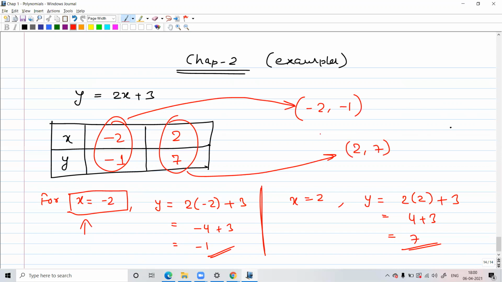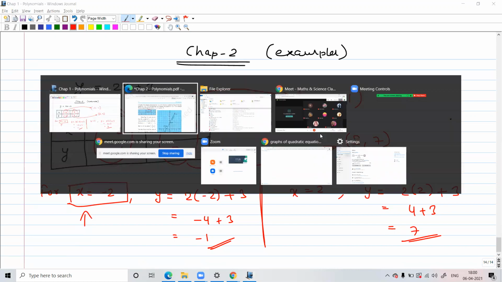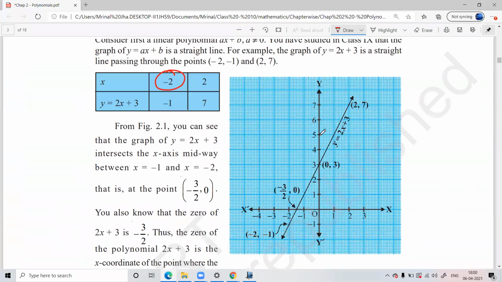Now you have got 2 points. It's very easy to draw a graph. So I'm not going to put all those lines over here. Just look at the graph in this book itself. As you can see, the first point they have taken as -2 comma -1. Where is it?